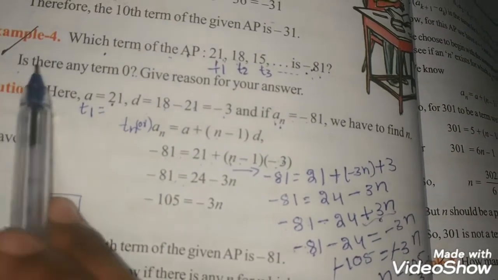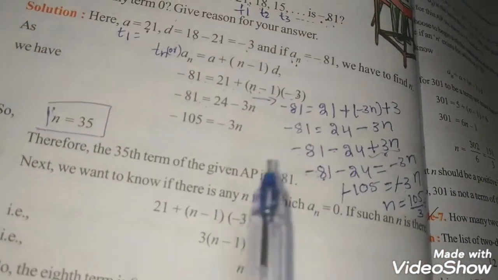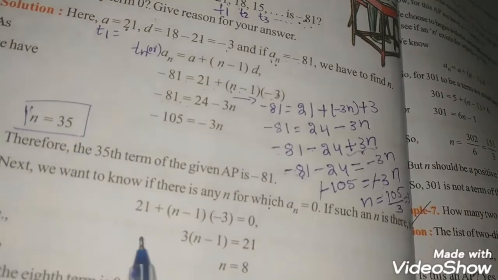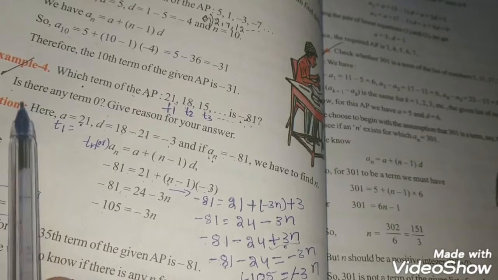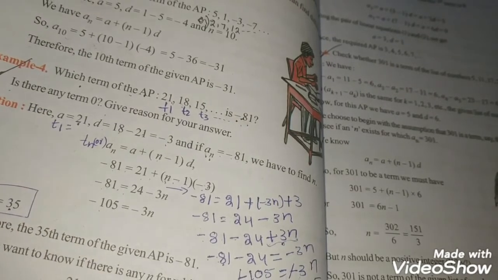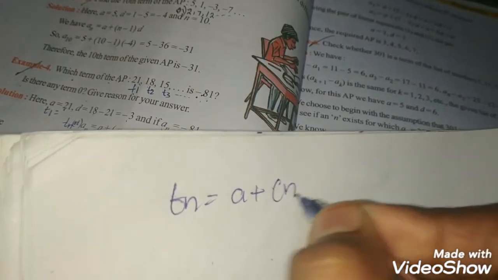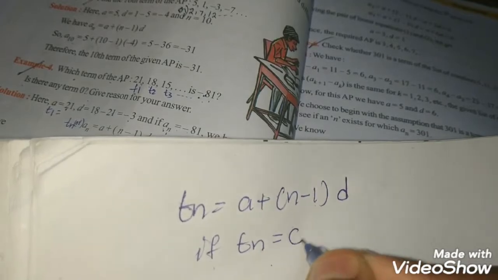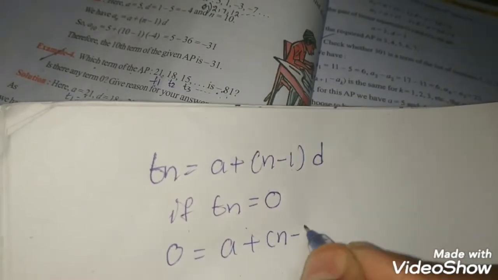And next here, is there any term 0? So we need to find that. So what will be the next process here? If term n is equal to 0, then what should you write here? Is there any term 0? Give the reason. Yes, we can do. So let's see. What is term n here? A plus n minus 1 into D. If the term n is equal to 0, what will we get here? 0 is equal to A plus n minus 1 into D.